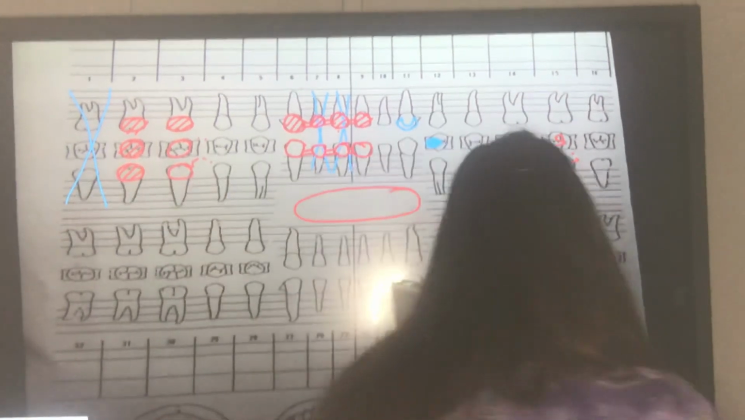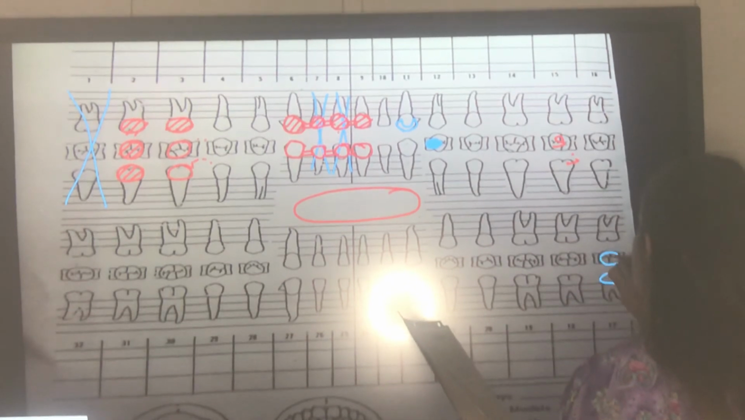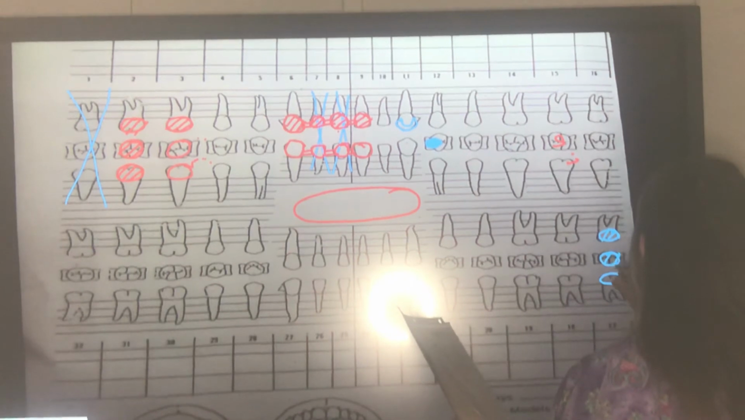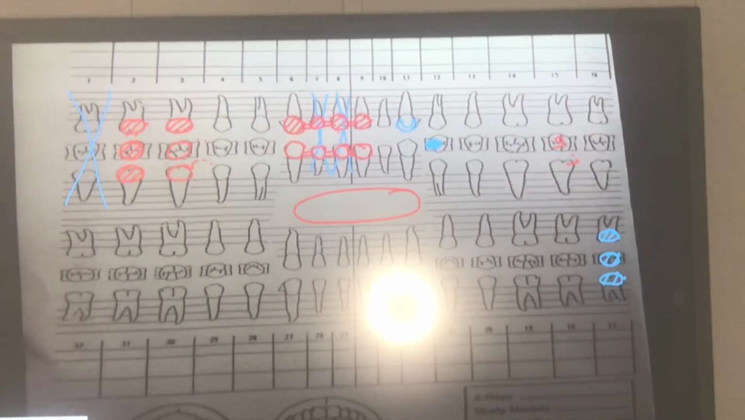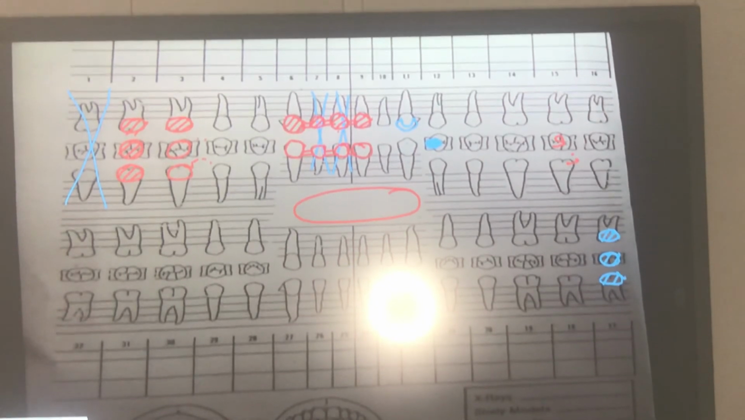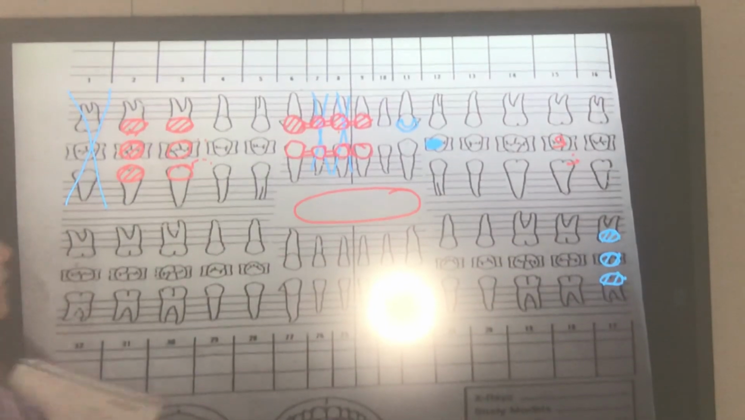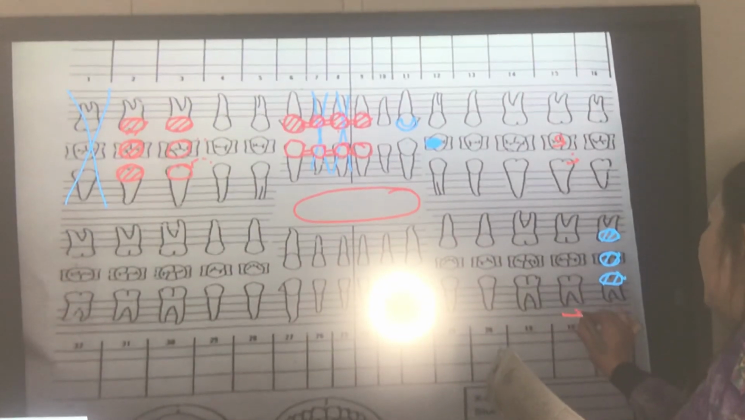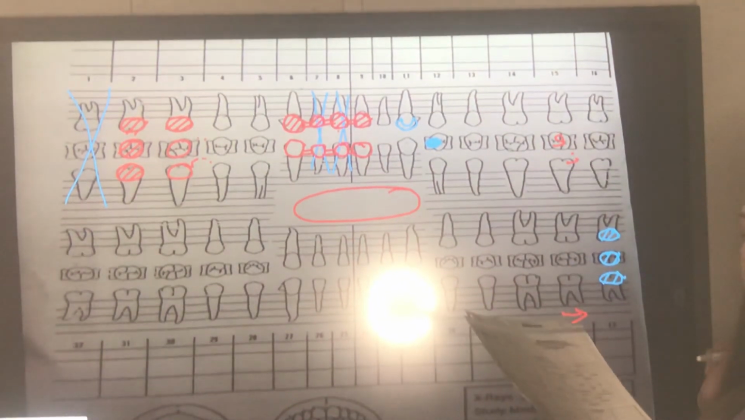And tooth number 17 has a full gold crown, so it's blue, and it has cross hatches on all 3 surfaces of that tooth. Number 18 is drifting distally. So drifting distally is just a little arrow at the bottom pointing towards the distal. Okay?